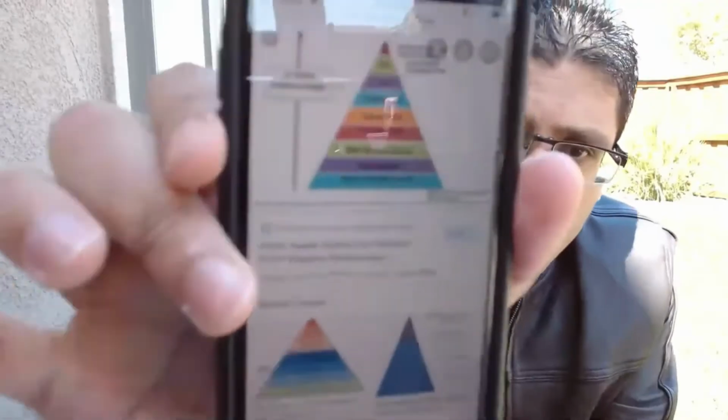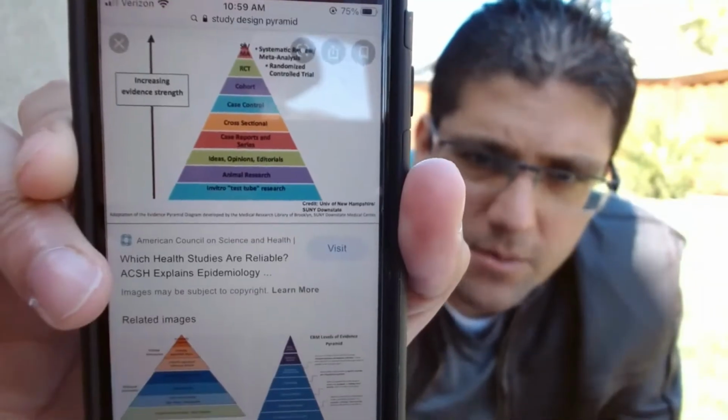Remember, the studies at the bottom are considered weak evidence because of 2 reasons: the chances of bias and less relevance to human treatment. They can have more chances of bias and are less relevant to human treatment. And as you move up the pyramid, the chances of bias decrease and the relevancy to human treatment increases. That's why clinical trial is on number 2. You can see that. RCT, the green color, is on number 2.